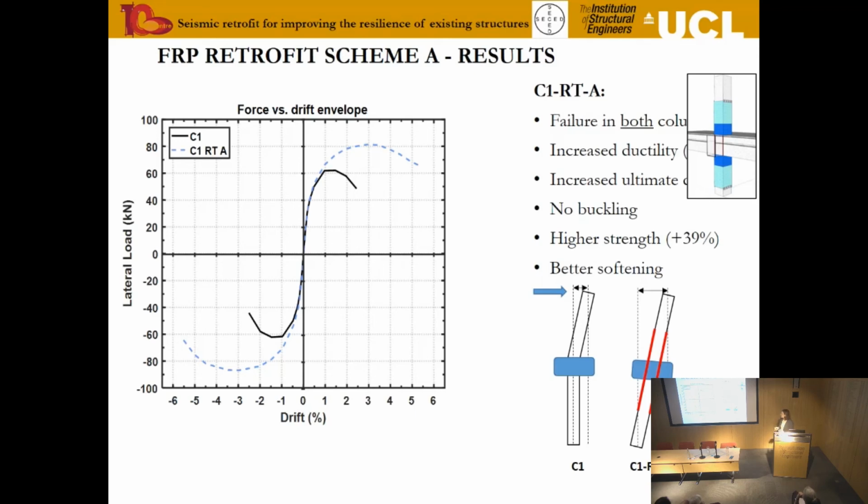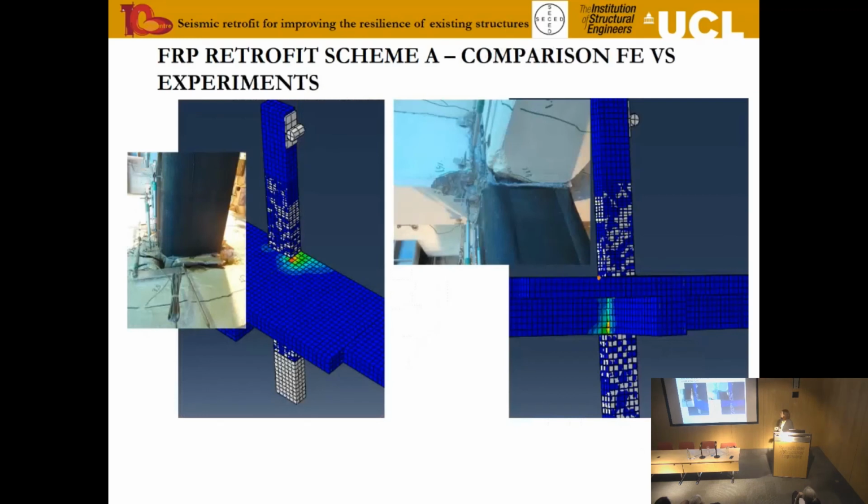However, we still got failure in the column. So we were not failing the structure in the beams, not activating the beams at all. So it was still a column failure, although it happened at a more retarded state, and we had distributed damage at the top and at the bottom of the column. So we connected the two in that way. So okay, we achieved what we wanted to do, but we didn't reverse the failure mechanism.